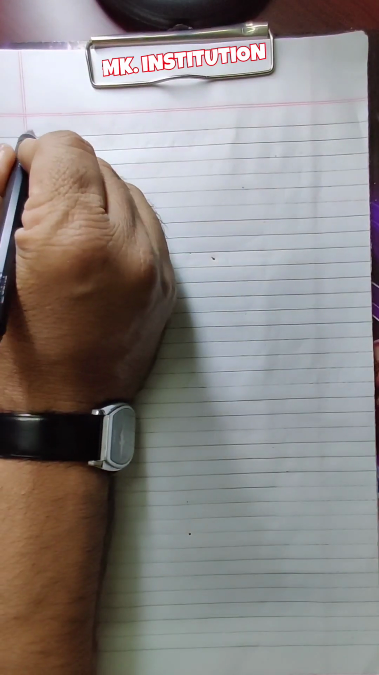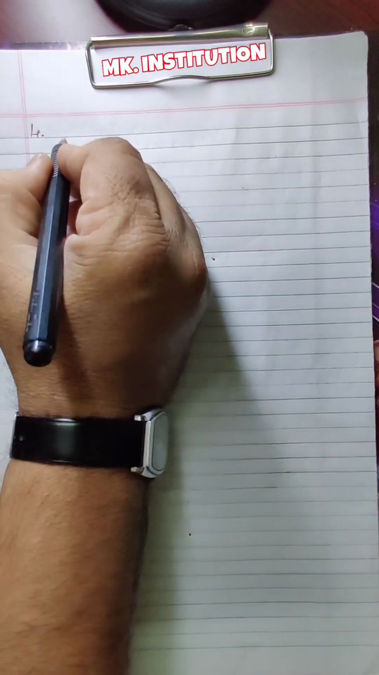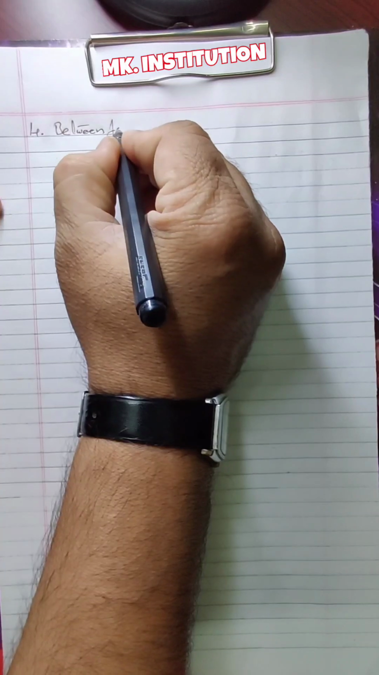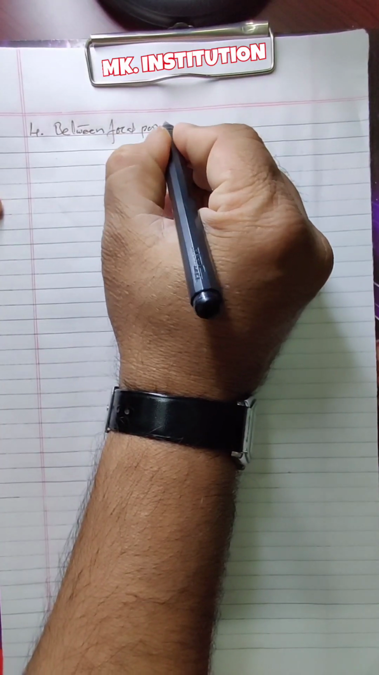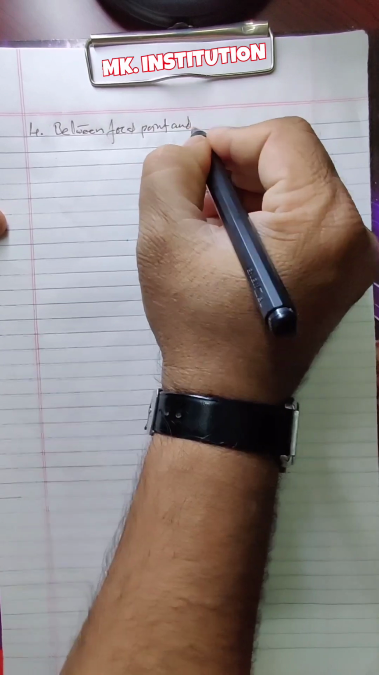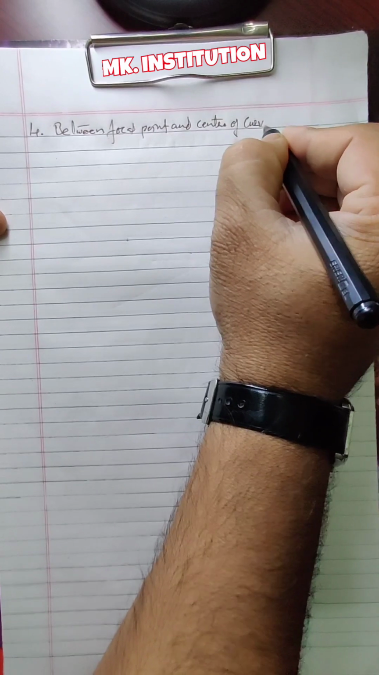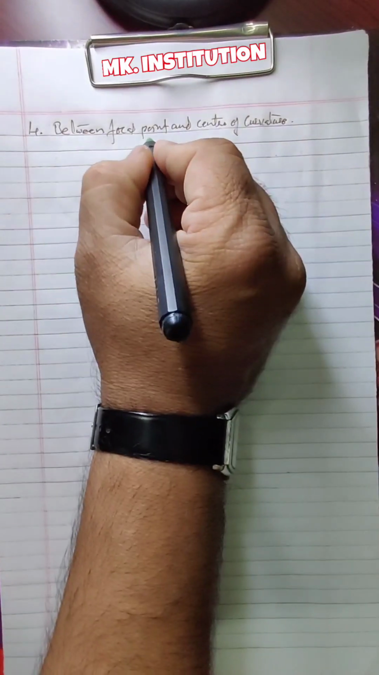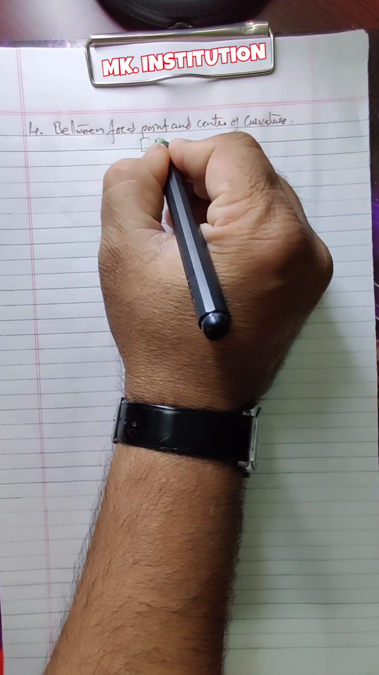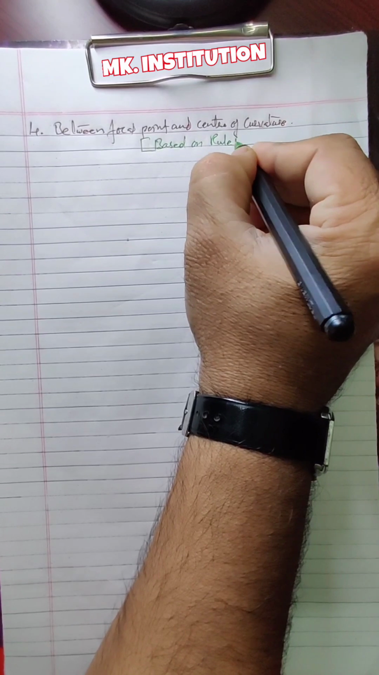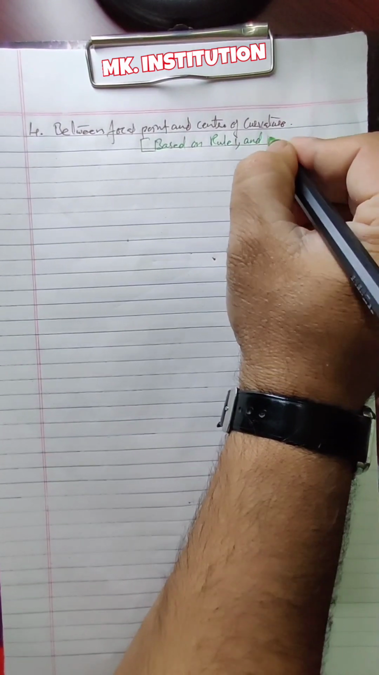Okay, fourth one. Clear? For the fourth one here, between focal point and center of curvature. Okay, which rule will we follow here? Same rule, based on rule 1 and rule 2.